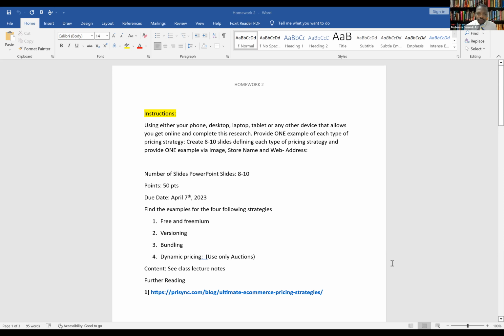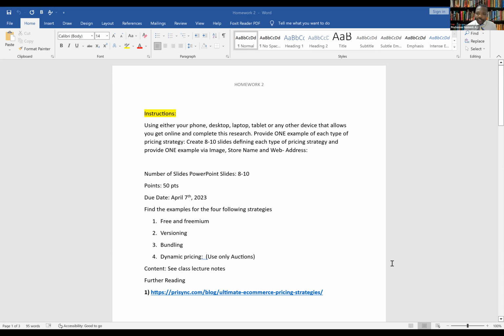Now, the number of slides could be between 8 to 10. You can make it less, but let's try to keep it between 8 to 10. Two per each word, it's okay. That's fine. If you want to do more, that's what gives you 10. It's worth 50 points. It is due on the 7th of April, 2023.